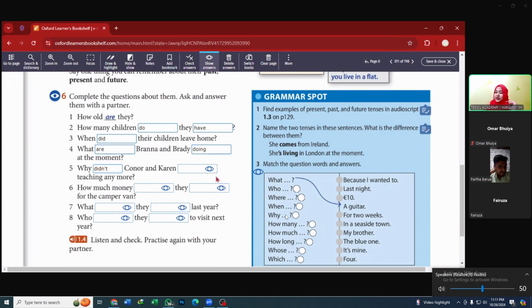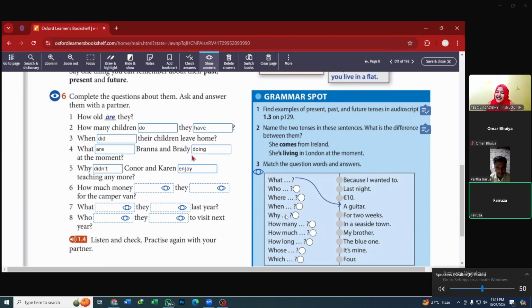Yes, Mr. Partho, you said it right. Same answer. Yes, it will be enjoy. Why did Connor and Karen enjoy teaching anymore? Well tried, very good. You tried very hard, Miss Bindu. That was good. That is what we need, and that is how we will learn. Number 6, Miss Bindu.